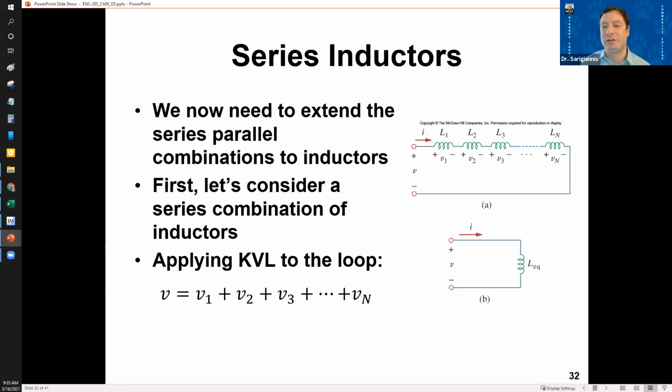And let's look at this from the standpoint of voltage drop. So we have this circuit, right? It's got 1, 2, 3, n inductors in series. At some point, you're going to have a voltage drop over each one of these inductors, and at some point the current is going to become equal. But if we just look at the KVL combination, we know that V equals the sum of the voltages, so you can get an equivalent inductor.